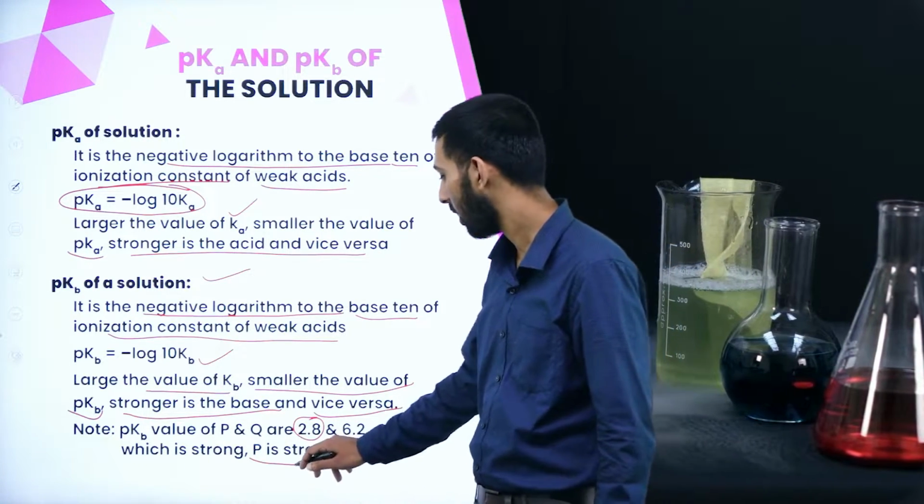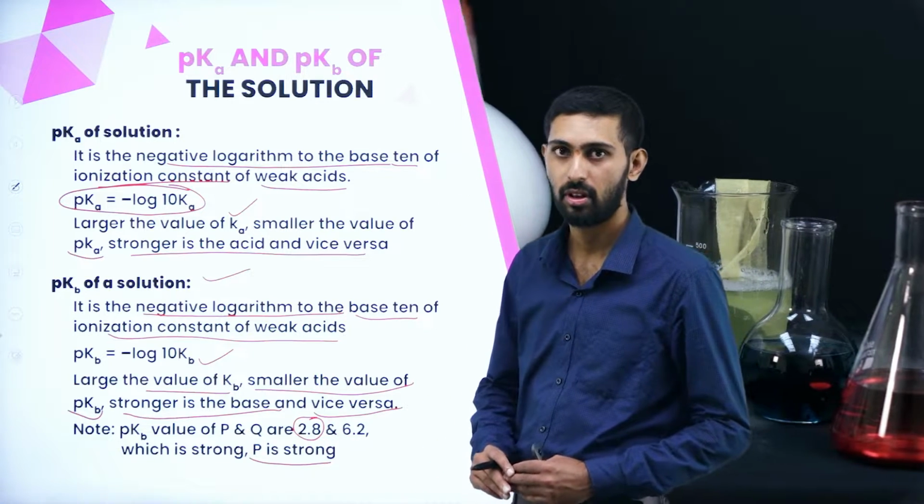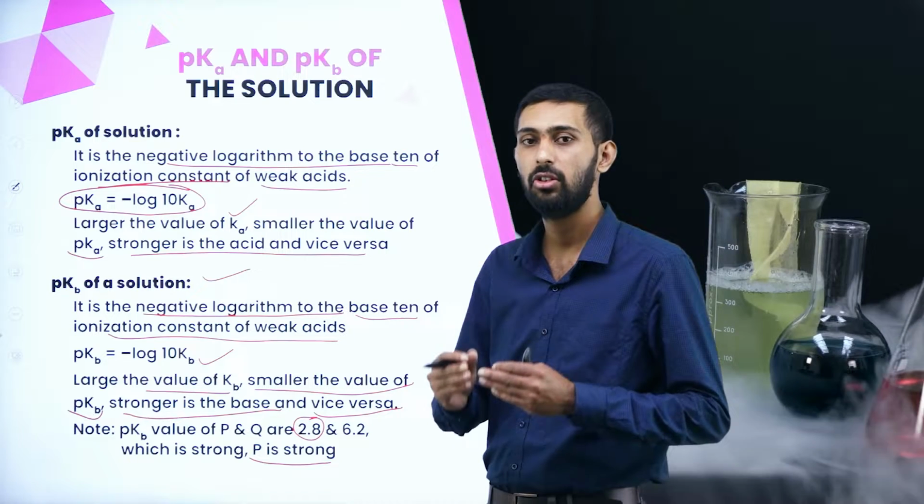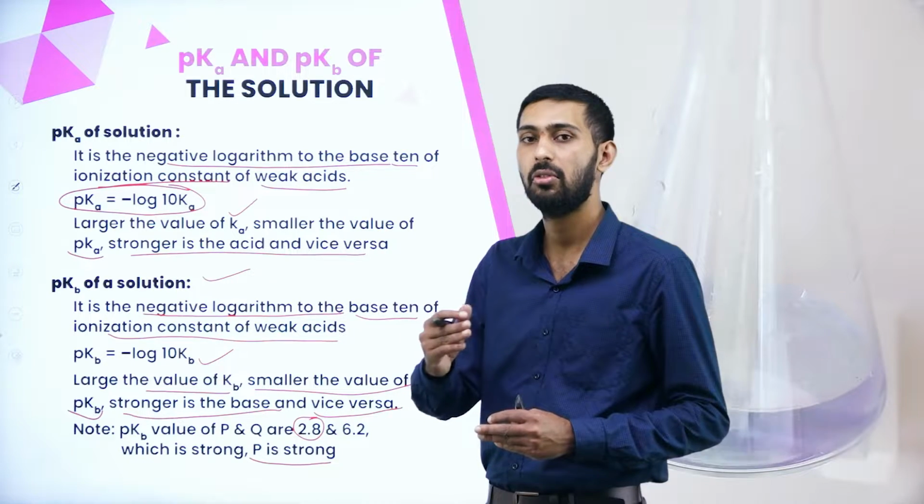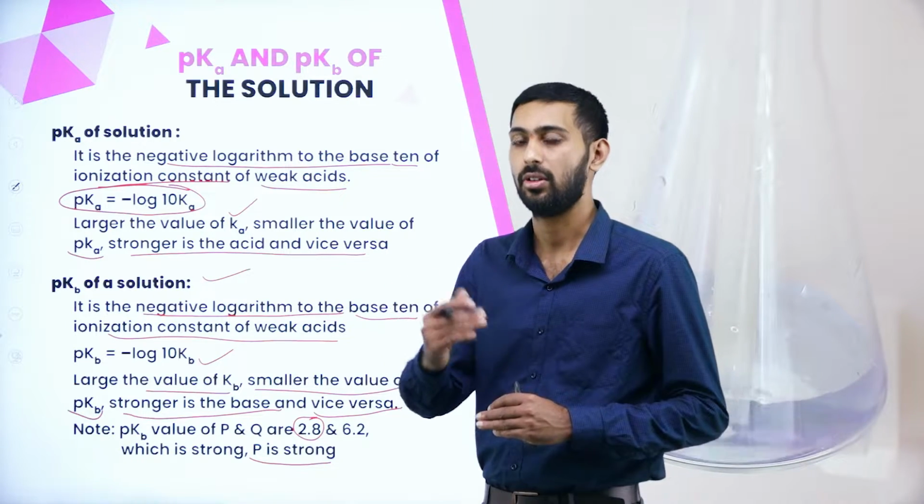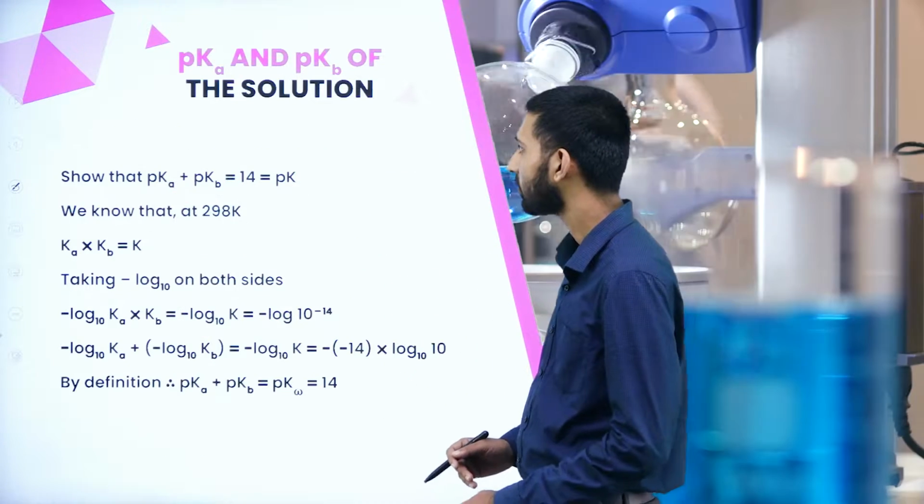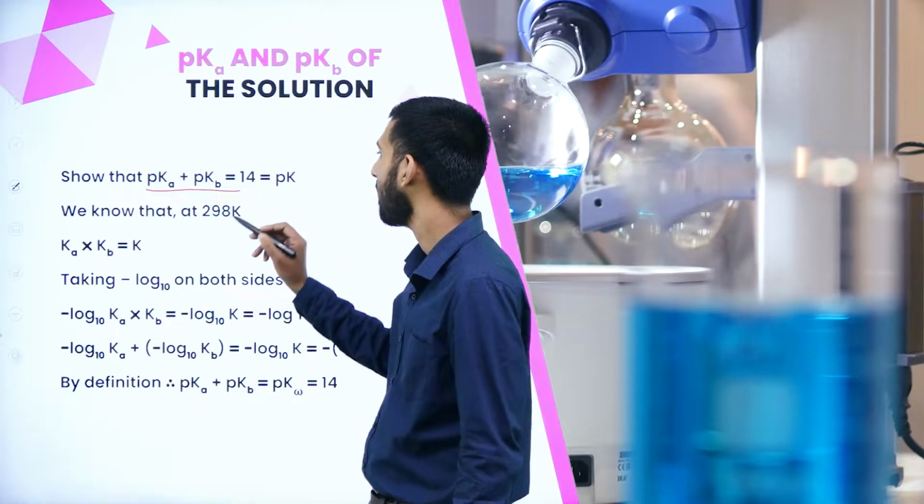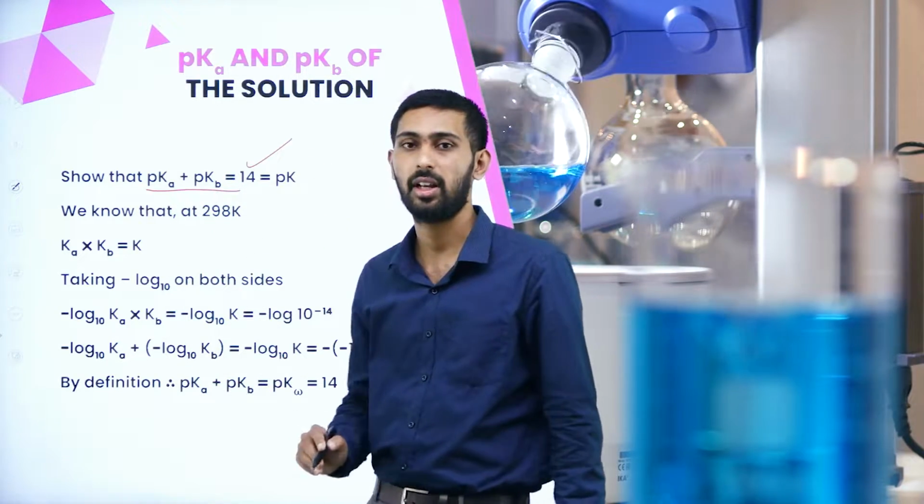Okay, this is the relationship we have to know. Always, if the Kb value is high, then the pKb value will be very low, because we are substituting the value of Kb in terms of log. Next, they have also asked to show that pKa plus pKb is equal to 14. They have asked for the relation.